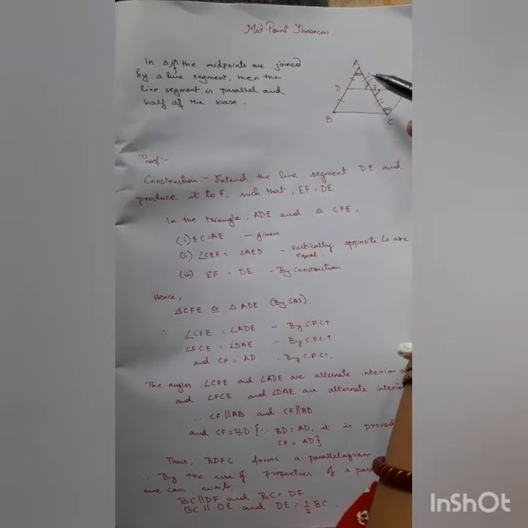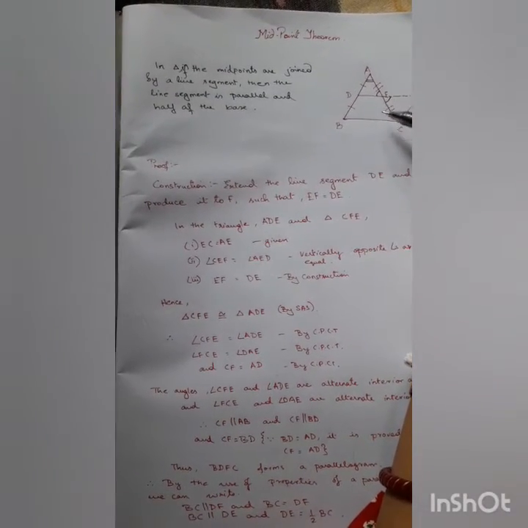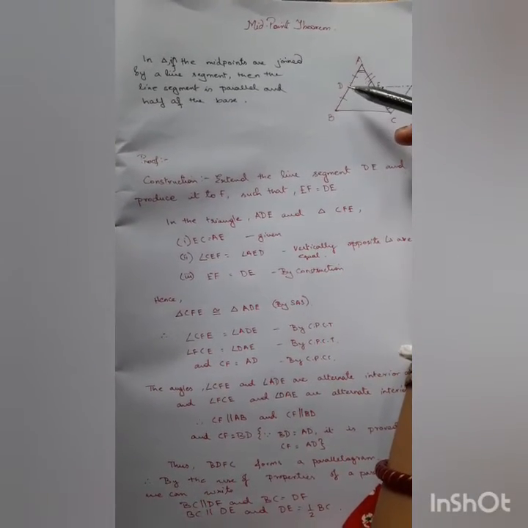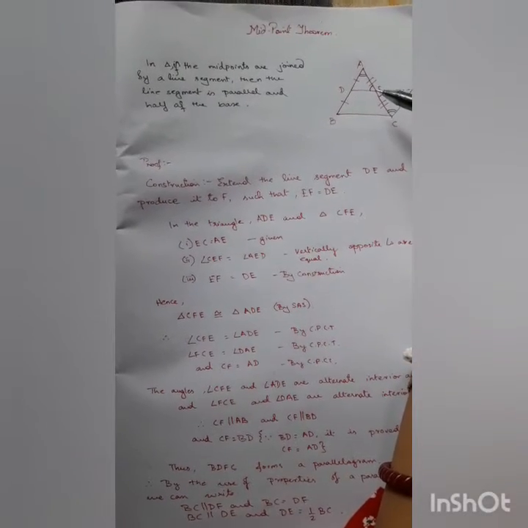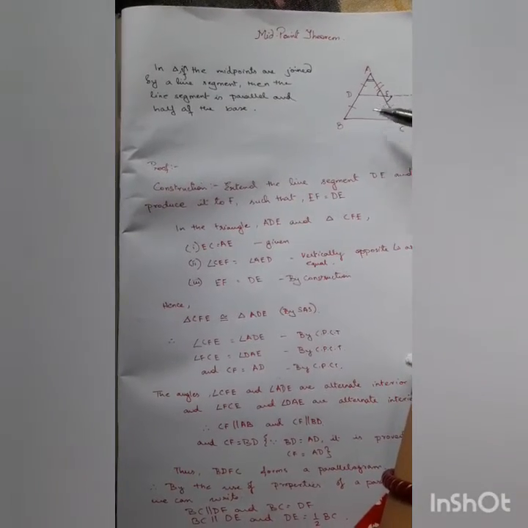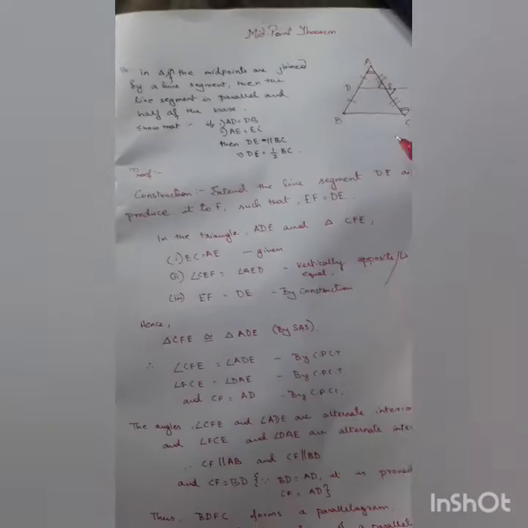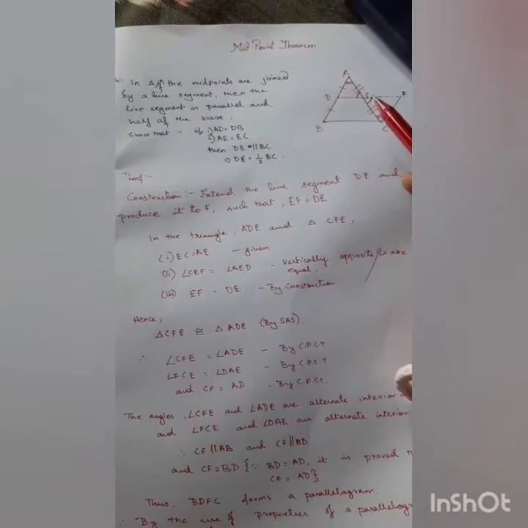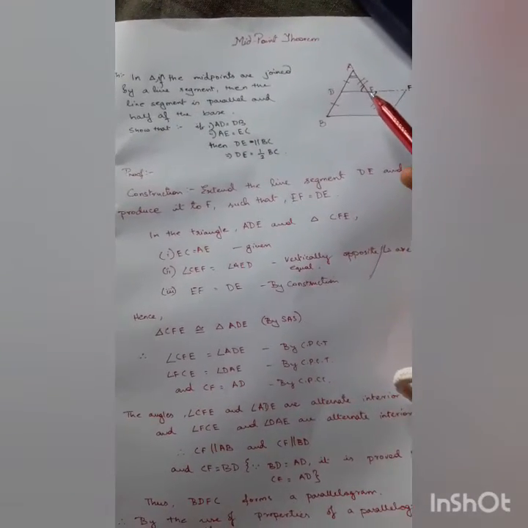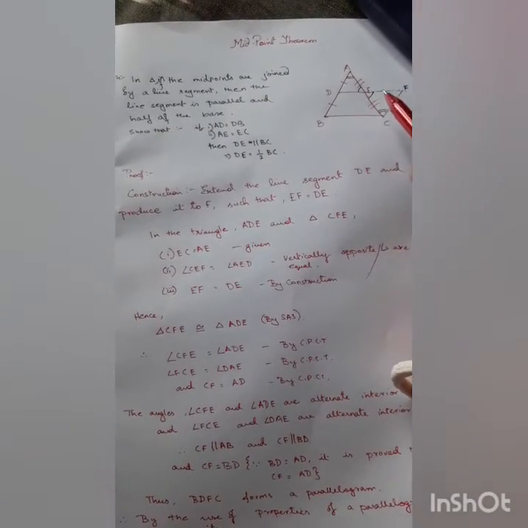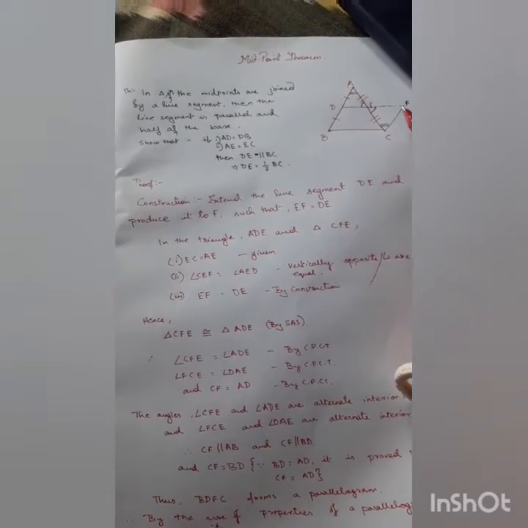This theorem is known as midpoint theorem since we are considering the midpoints. So in this triangle ABC, if AD equal to DB and AE equal to EC, you have to show that DE is parallel to BC and DE equal to half of BC. So let us start. Let us do the construction. Extend the line segment DE and produce it to F such that EF is equal to DE, that is E is the midpoint of DF. In that way we have made this construction.